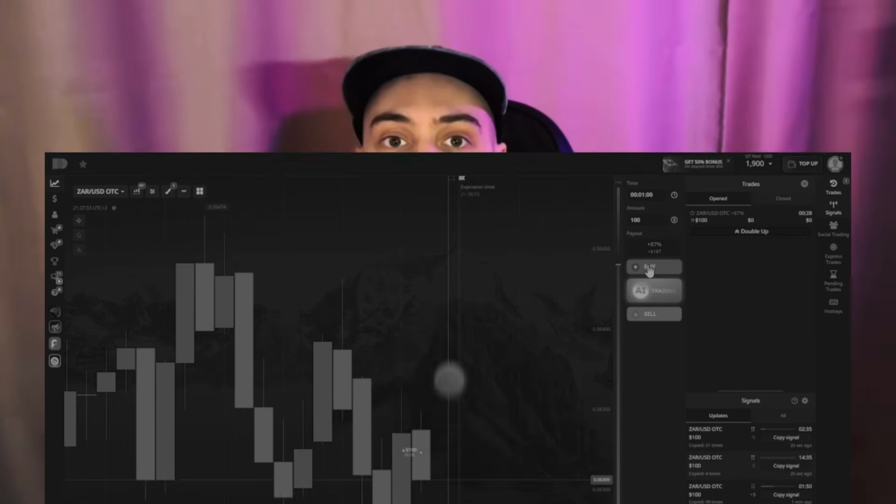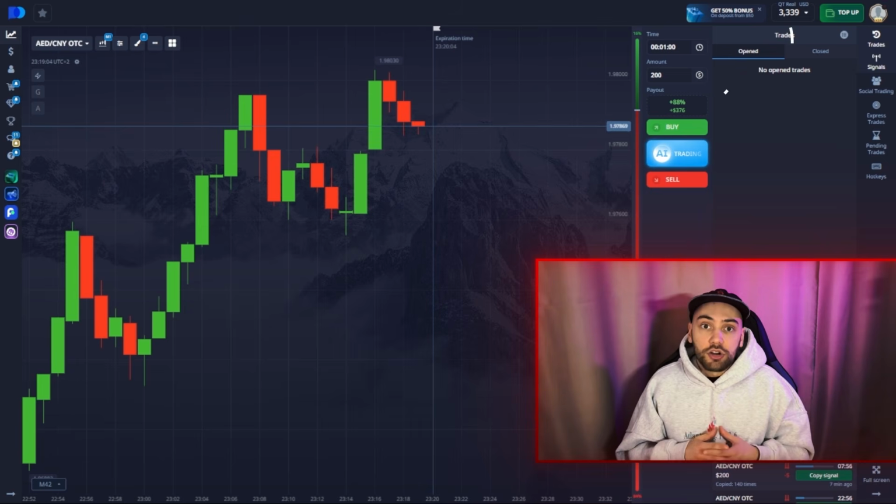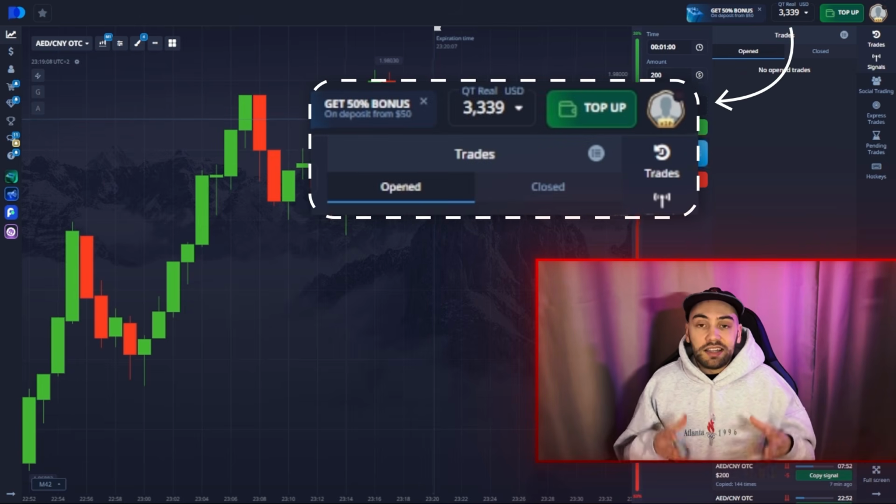So today I will show you everything in real time, how I analyze the market, set up trades, make decisions, and why I enter trades exactly this way. As you can see, I currently have a bit over $3,000 on my account, and let's see how much we can make today.